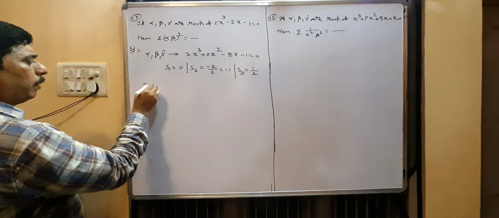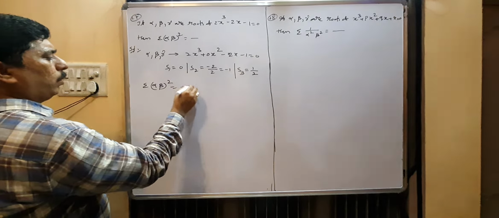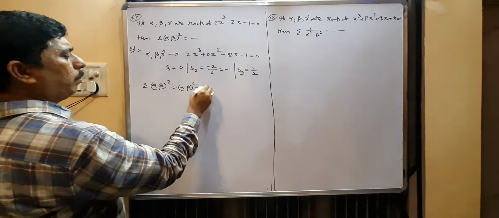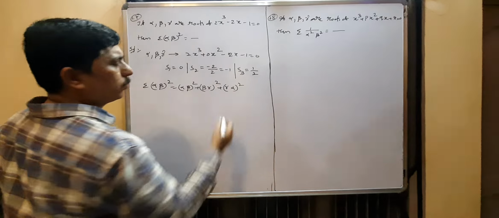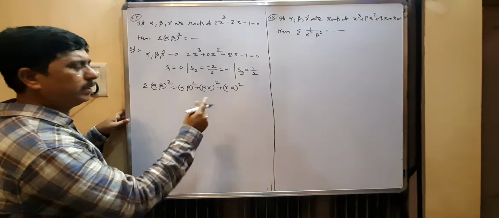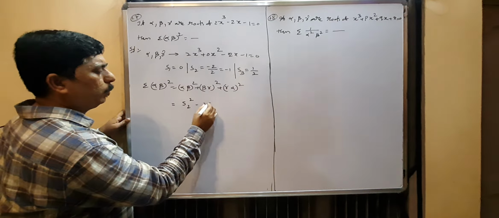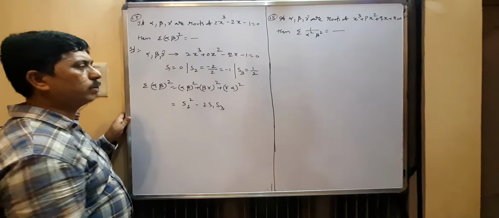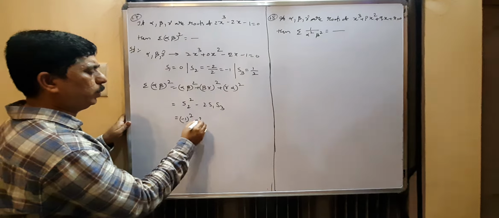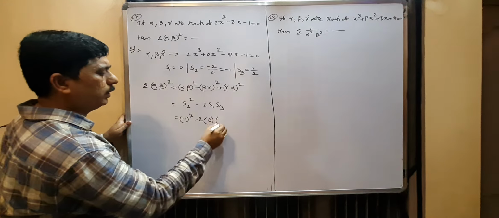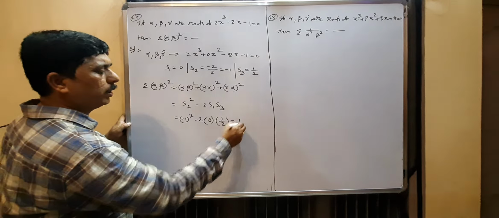They are asking sigma alpha beta whole square. This is the alpha beta whole square plus beta gamma whole square plus gamma alpha whole square. Actually, this is the formula I have. That formula is S2 square minus 2 S1 S3. S2 value is minus 1 whole square, minus 2 into S1 value is 0, S3 is 1 by 2. 0 into 1 by 2 is 0, S2 whole square is 1.